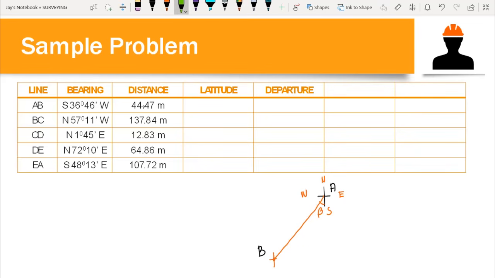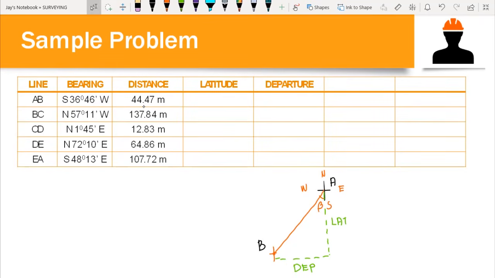So basically our latitude here is this line. That's the vertical component, that is the latitude. And departure there, that is the horizontal component of our line. Let's say this is our line, this one is the departure. As you can see, we drew a right triangle, correct? So that is a right triangle in which the angle here is our bearing.